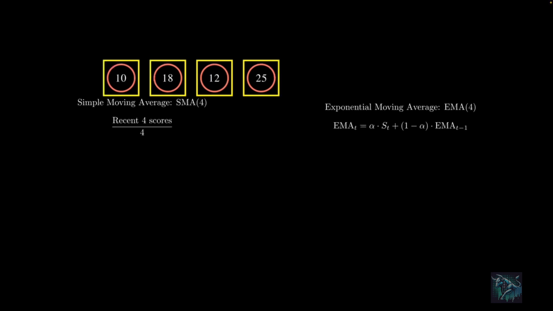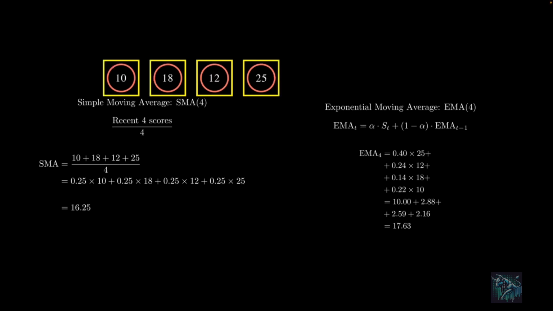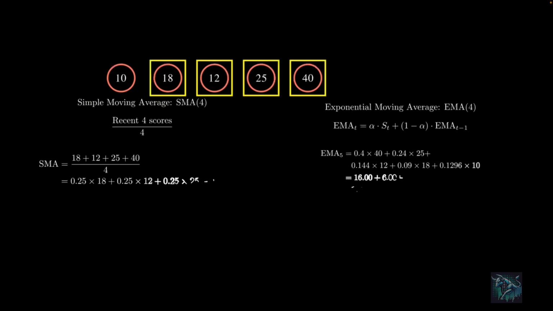Once we have the 4 scores, we can compute SMA using the last 4 scores, which are 10, 18, 12, and 25. The SMA is simply the average of these 4 numbers, which is 16.25. Now when you get a new score, 40, the rolling window shifts. The 4 most recent scores are now 18, 12, 25, and 40. So we compute the new SMA to be 23.75. On the other hand, EMA is 26.58.